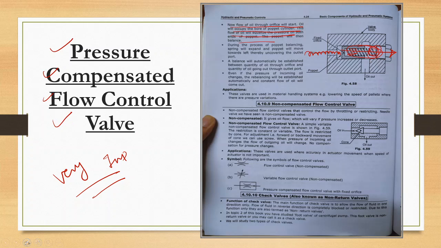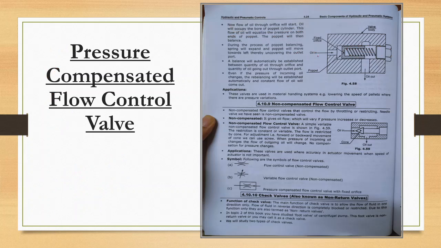Let me explain once again. Oil is coming inside and it is applying pressure on this part, which is connected with the spring. Due to the spring, this part will move on this side and this oil will come out from here. Understood everyone? This is nothing but the working of the pressure compensated flow control valve. During the process of poppet balancing, the spring will expand and the poppet will move towards the left. Quite easily you can see it in this diagram. In the next step, it will again come on this side and oil will continuously flow over here.